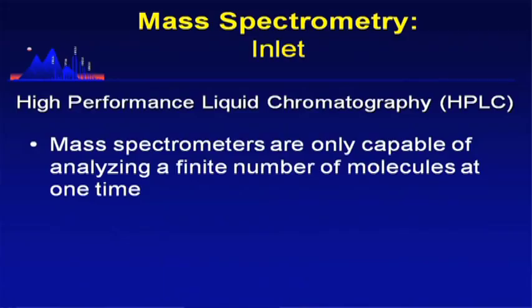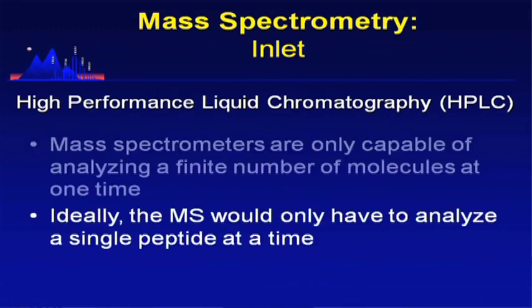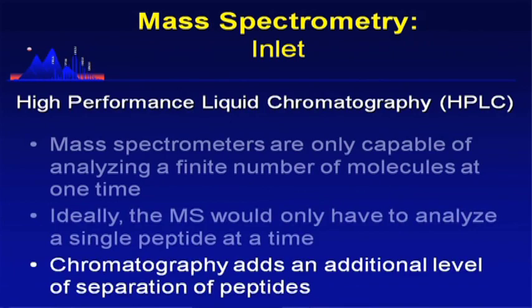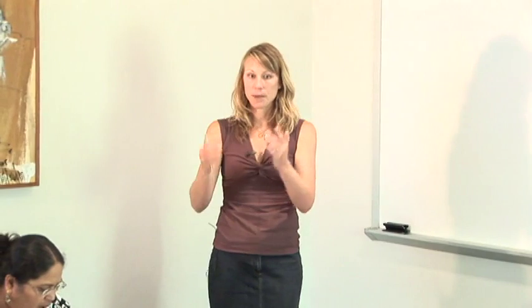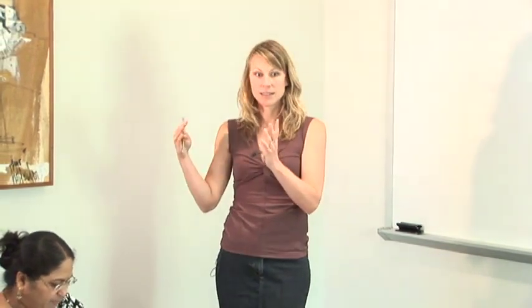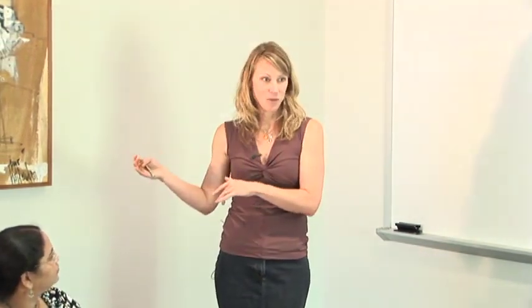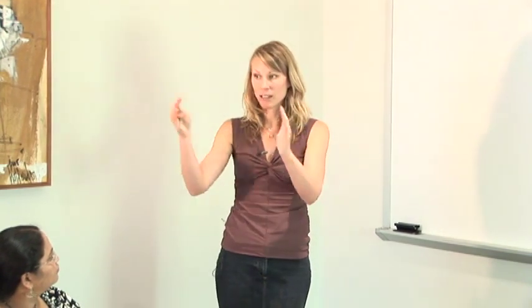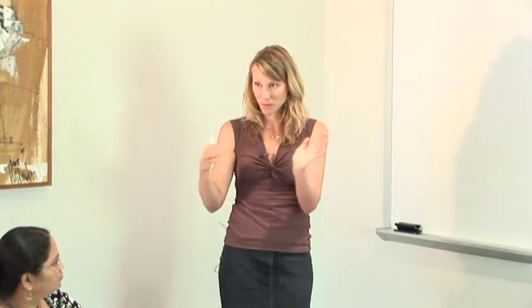So again, why is it important to separate our molecules? Because we can only look at a few things at a given time, and so if we have a very complex sample, we need to separate it before it goes into the mass spec. So chromatography gives us an additional level of separation of the peptides before they go into the mass spectrometer. When you hear the term LC-MS or LC-MS-MS, what they're meaning is liquid chromatography coupled to your mass spectrometer. That's what I'm talking about here.